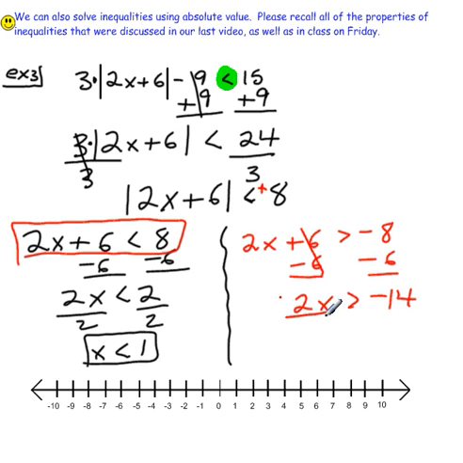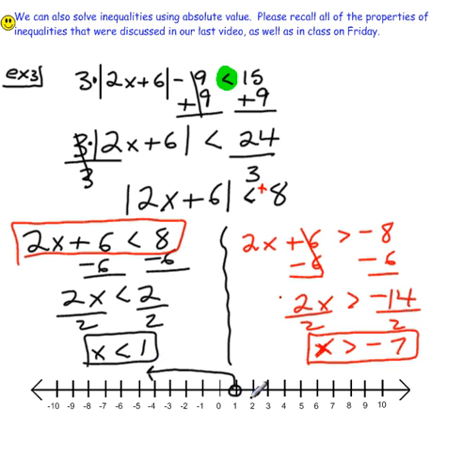Alright, we're going to divide both sides by 2, and x is greater than negative 7. Okay? Alright, left side we'll graph it black. It's at 1. That'll be an open dot at 1, and it graphs to the left. Okay. The red one, open dot at negative 7, and it graphs to the right.